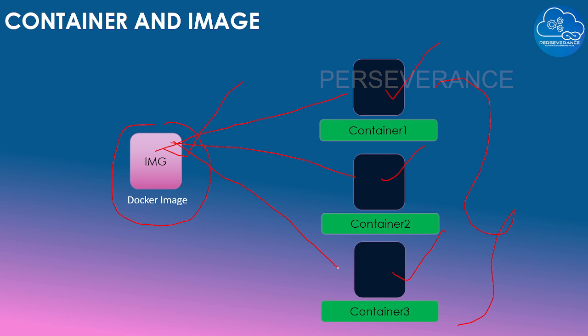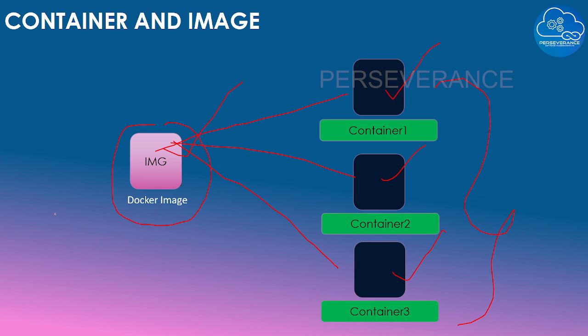So that is the roadmap, guys. I hope I'm clear. Ending this session, an image is a template or a blueprint for the container. An image will have all the requirements needed to run inside a container. We cannot create a container without an image, so an image is mandatory for creating a container.